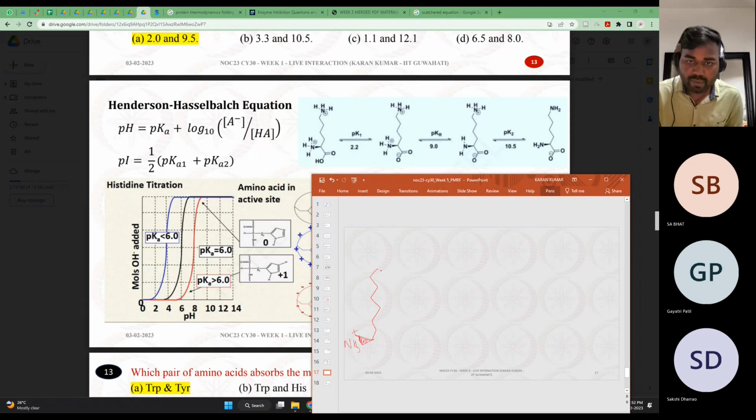At the lower pH, both will be protonated, right? Everything. In the arginine, you will have a carboxylic acid, and you will have two amino groups. One will be the alpha amino group, another will be the side chain amino group. So at the lower pH, lower pH means the pH lesser than the pKa of the alpha amino group, the protein will exist in positive 2 charge.